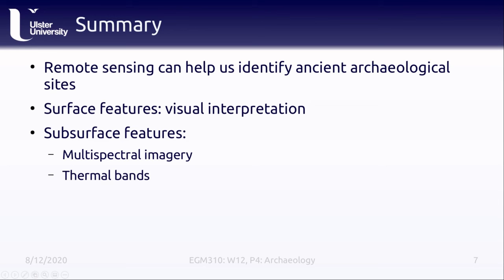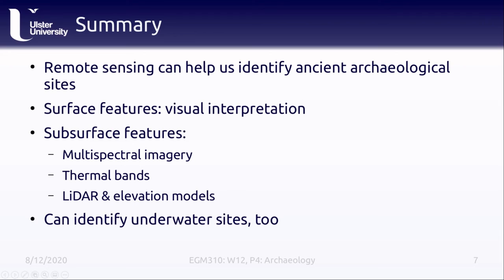We can also use thermal bands, as underground structures and cavities can have a different thermal signature from the surrounding area. Finally, we can use LiDAR and high-resolution digital elevation and terrain models to see through vegetation and map topographic features. And we're not necessarily limited to terrestrial sites. We can use remote sensing to locate certain underwater features as well.